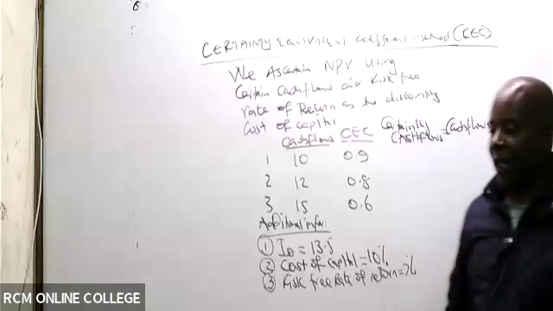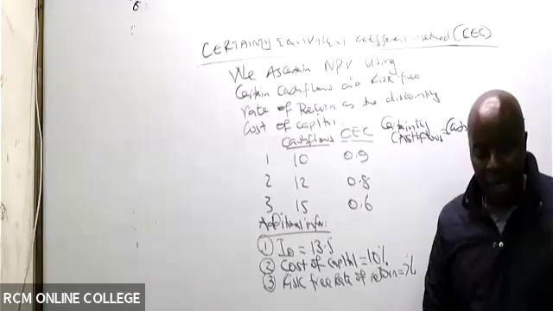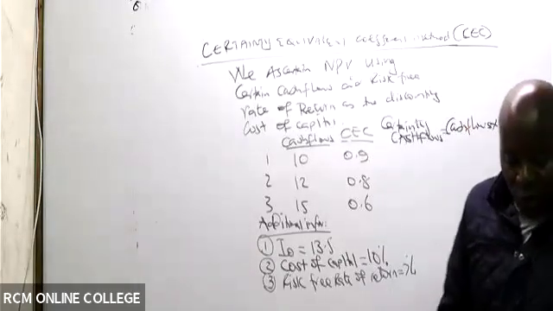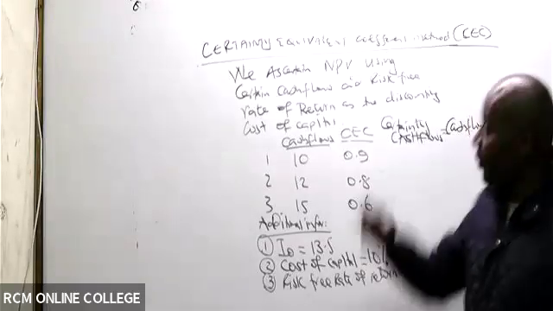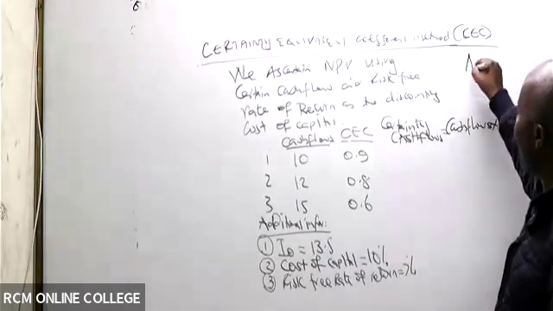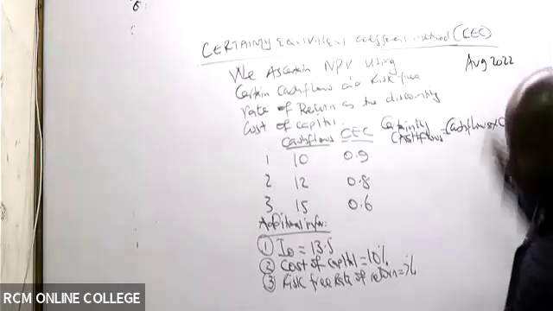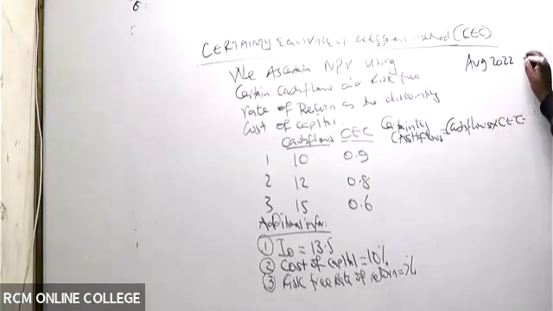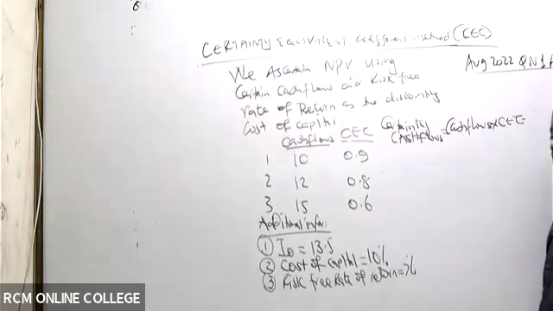Method called the certainty equivalent coefficient method. And specifically, I will be doing this question of August 2022, question number 1A. This is the question you should be looking for, August 2022, question number 1A.